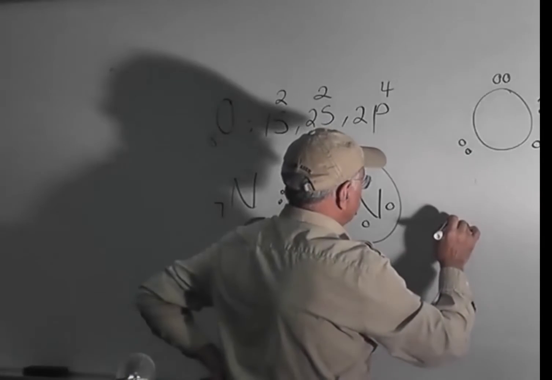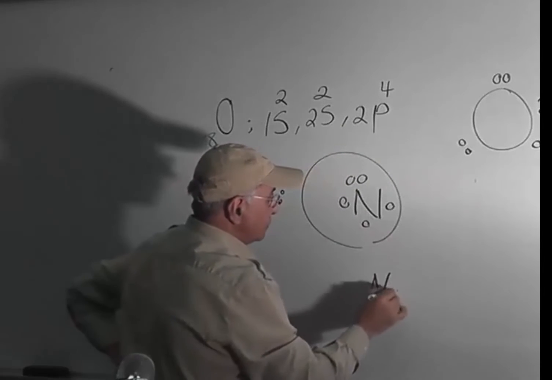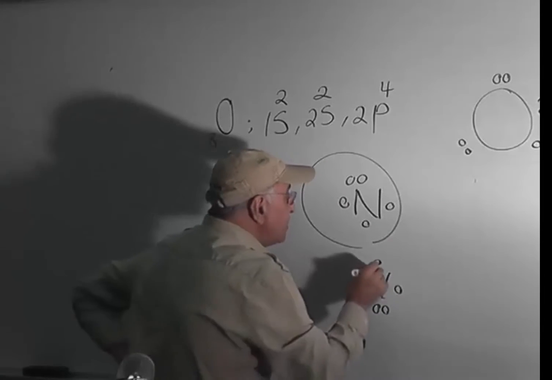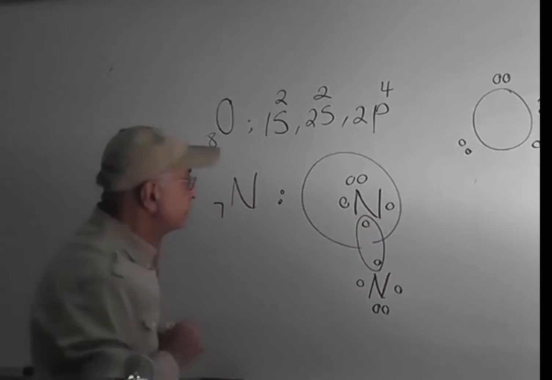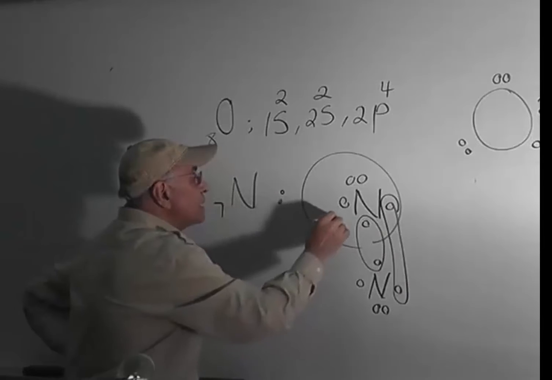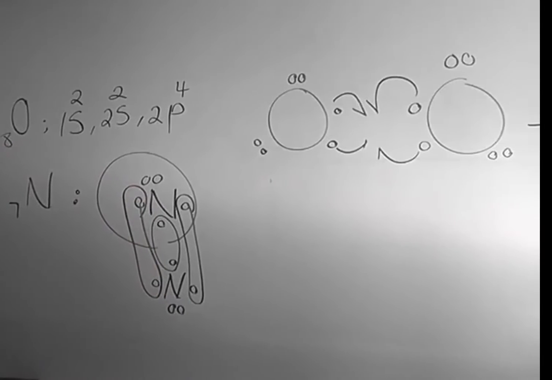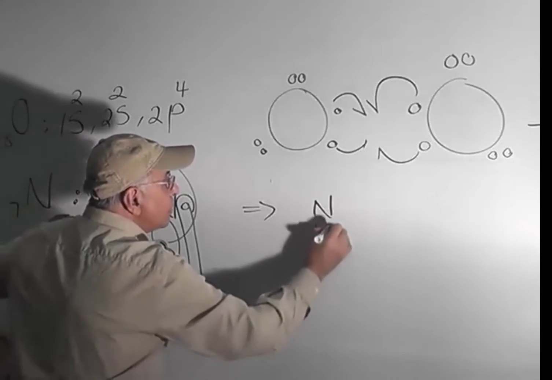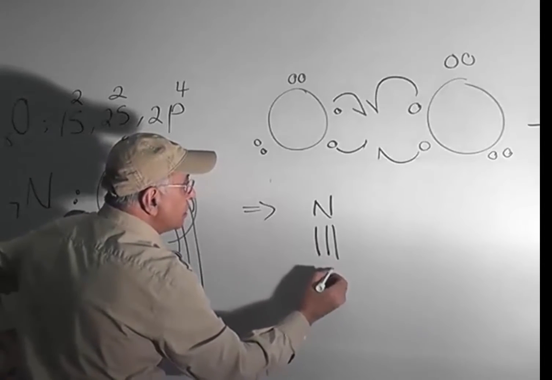And if I have another nitrogen, does it make sense for these two to make one bond, to pair up? Yeah. And if they do, they are making three shared pairs of electrons: 1, 2, 3.